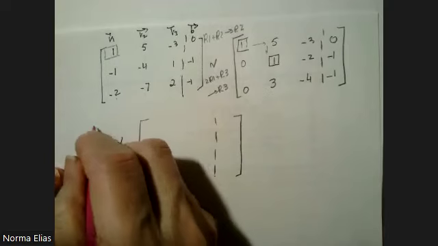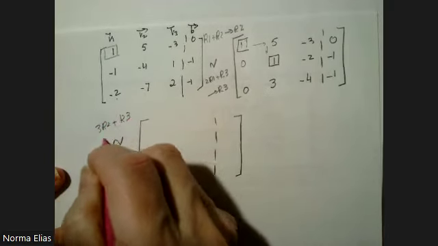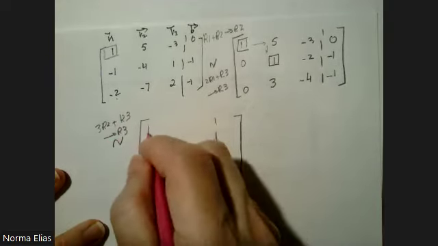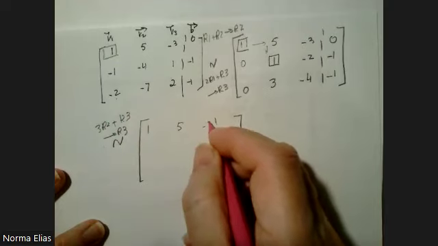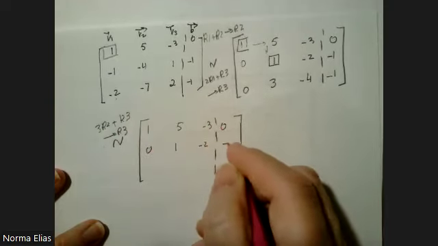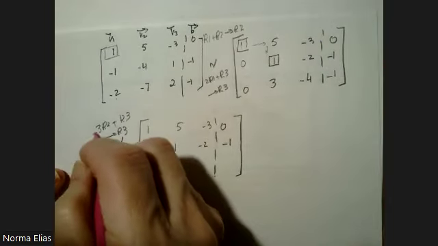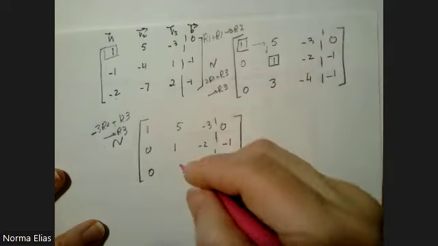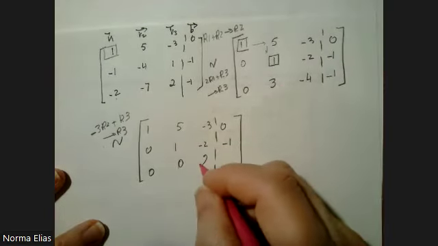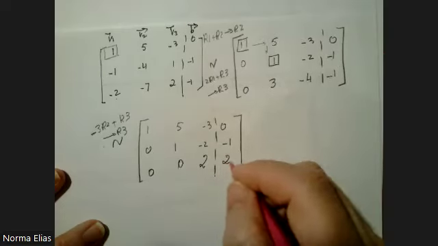So I have to take 3R2 plus R3 into R3. So I will have 1, 5, minus 3, 0, 0, 1, minus 2, minus 1, 0. Sorry, I have to multiply by minus 3. Minus 3 plus 3, it's a 0. Minus 3, that's a 6. 6 minus 4, it's a 2. Minus 3, that's 3 minus 1, it is a 2.